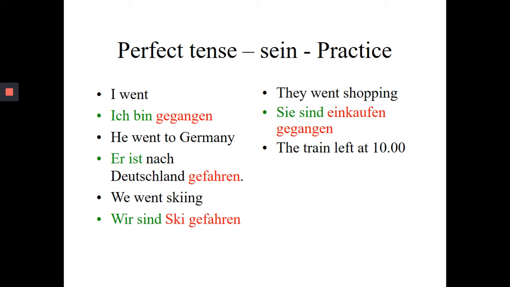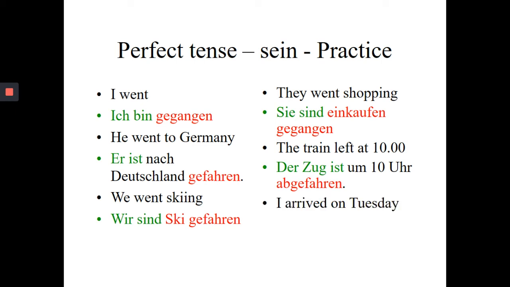The train left at 10 o'clock. Pause the video. Der Zug ist 10 Uhr abgefahren. And the last one, I arrived on Tuesday. So our verb is ankommen. We want to make it angekommen at the end, and it takes sein in the perfect tense. Ich bin am Dienstag angekommen.